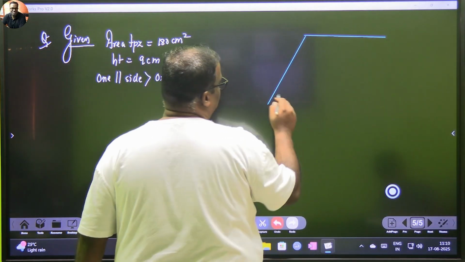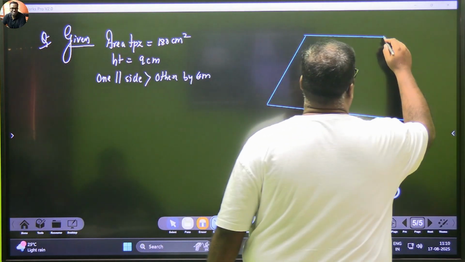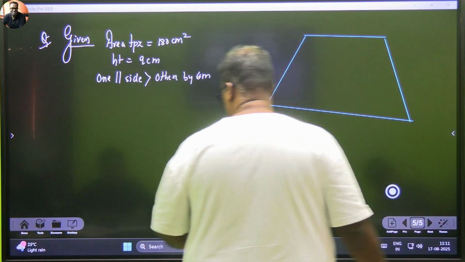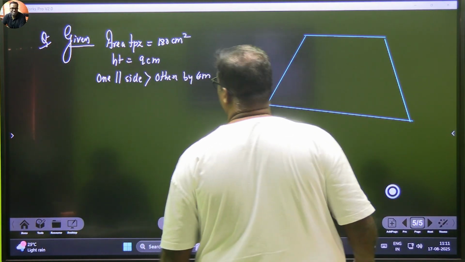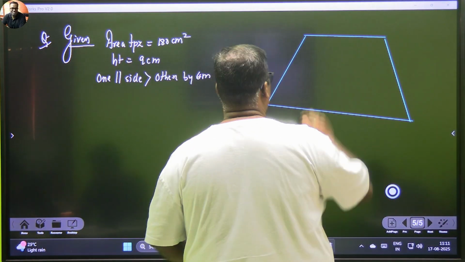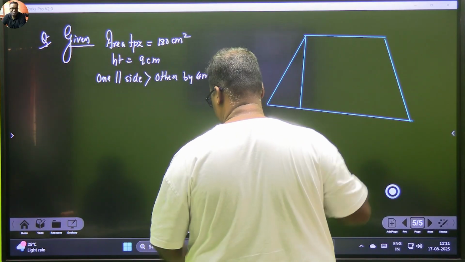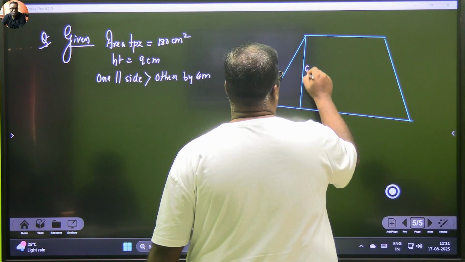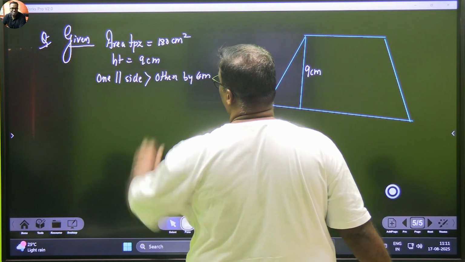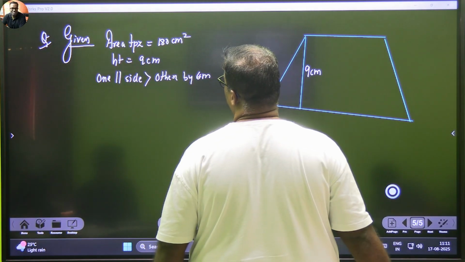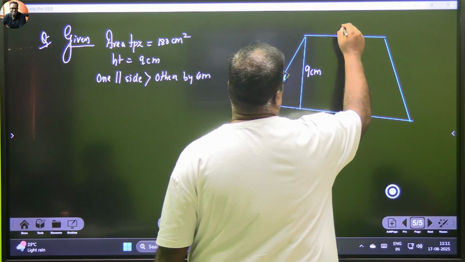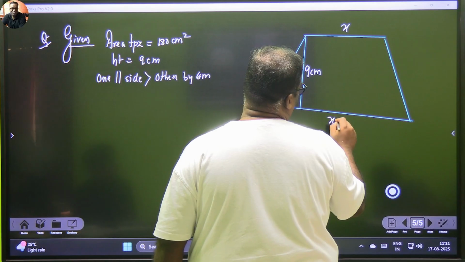Okay, so this problem is very easy. This is your trapezium. So what all is given? The height of this trapezium is given to you. Height of the trapezium is 9 centimeter. Overall area is given to you. One parallel side is longer than the other by 6. If this is x, this is x plus 6.